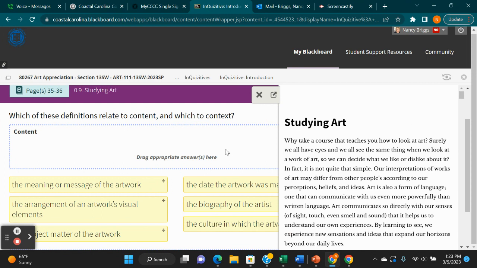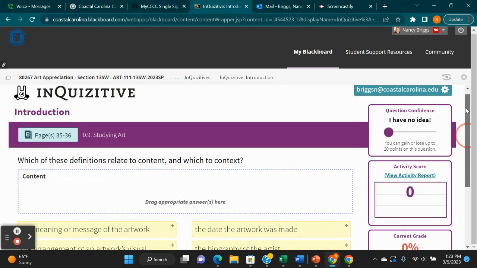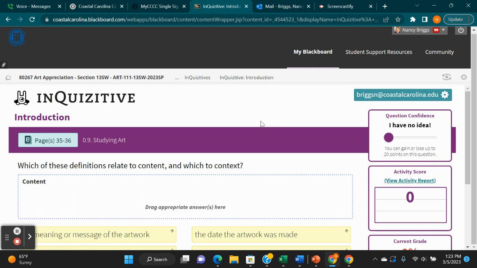I understand lots of students just try to guess, guess, guess, but I can see on the Inquisitive that sometimes students are on there for 2 or 3 hours. It shouldn't take that long, and that's all just to avoid reading the chapter for 20 minutes. So I would say read the chapter because you do need the information. There are tests that are not Inquisitives where you will have to know the information.